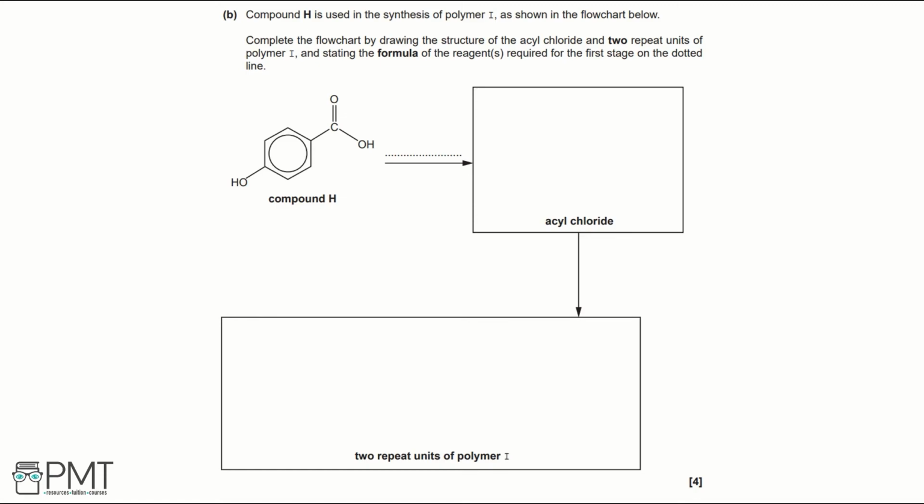Part B. Compound H is used in the synthesis of polymer I, as shown in the flowchart below. Complete the flowchart by drawing the structure of the acyl chloride and 2 repeat units of the polymer I, and stating the formula of the reagents required for this first stage on the dotted line. Let's start by drawing our acyl chloride. So an acyl chloride is a carbonyl group, so we're going to have our C double bond O, but instead of the OH in the carboxylic acid, we have a chlorine. But the rest of the compound stays the same.